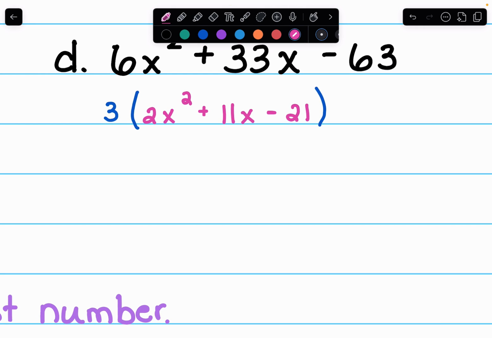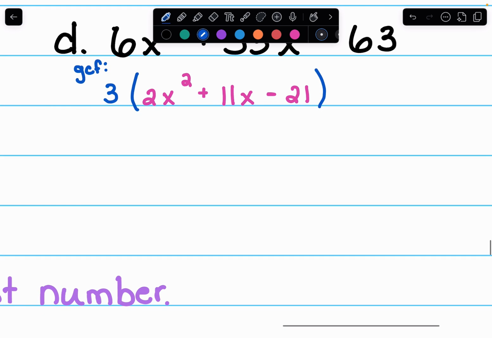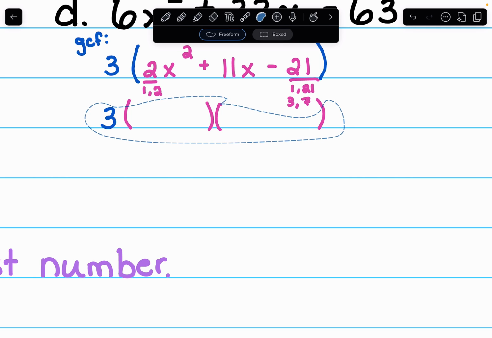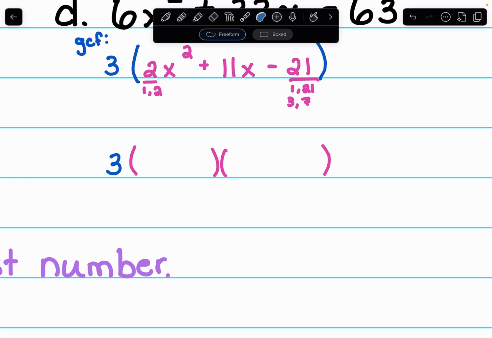And the pink is still a hard trinomial. So, but now my numbers are way smaller. So same thing, I'm going to keep this 3 with me, and I'm going to factor that hard trinomial. So this is 1 and 2, 21, 1 and 21, 3 and 7. I'm actually going to move this down. Write that a little better. 1 and 21, 3 and 7.